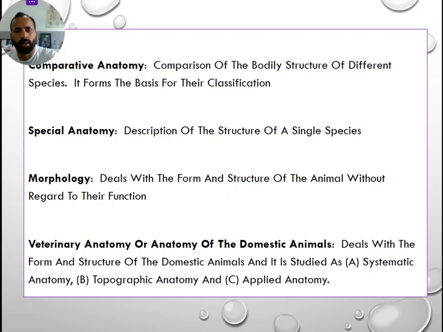Now you have comparative anatomy. Basically, when you compare anatomy between species on the basis of bodily structure, how it is made and what the differences between the species are, that is comparative anatomy. Special anatomy is when you give the description of a single species. And if you go for the structure and form of any animal without regard to function, what the animal is doing, that is morphology. And when we apply anatomy to veterinary animals or domesticated animals, you call that veterinary anatomy or domestic animal anatomy.